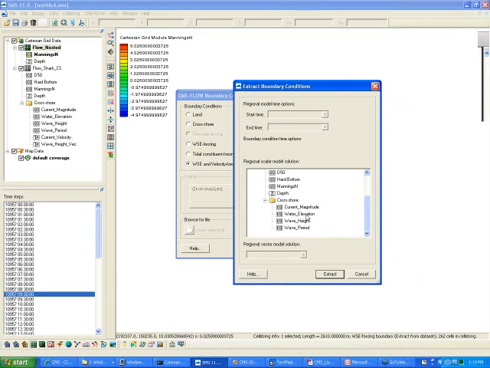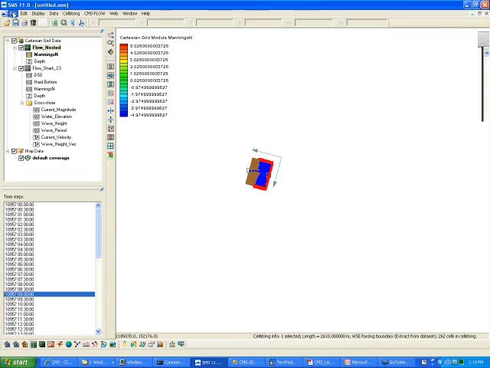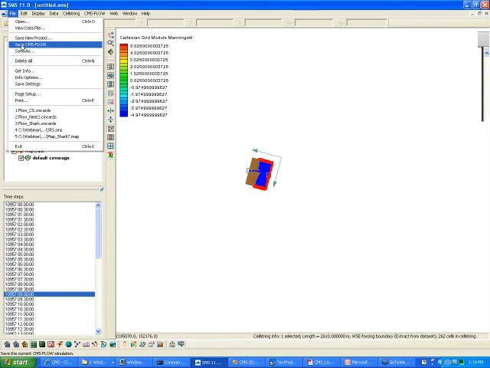You say extract, select the water elevation, and if there are several vector data sets, it'll give you the option to pick one of them, but usually it finds the right one. And again, say extract. Once you've done that, you can save your CMS flow.